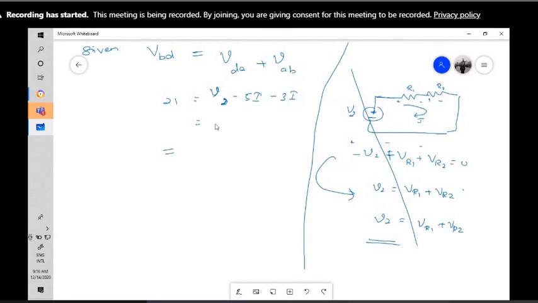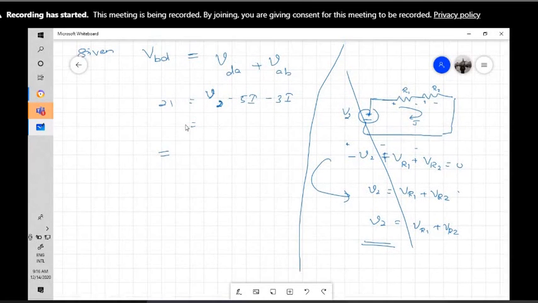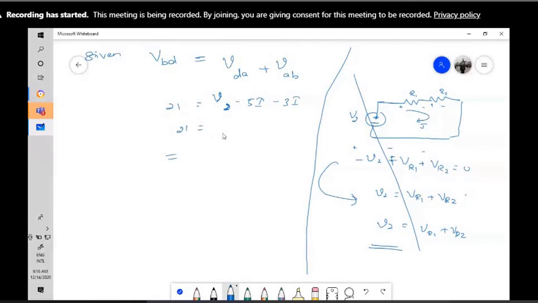So this will be 21 is equal to V2 minus 8 into I. So this will be V2 minus 8. We have already obtained this equation for I. That will be nothing but V2 minus V1 divided by 15. Now this is, let's say, using equation number 1.